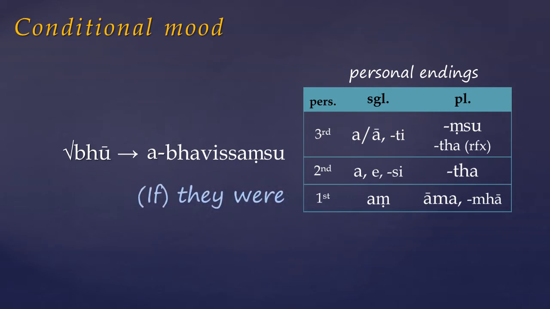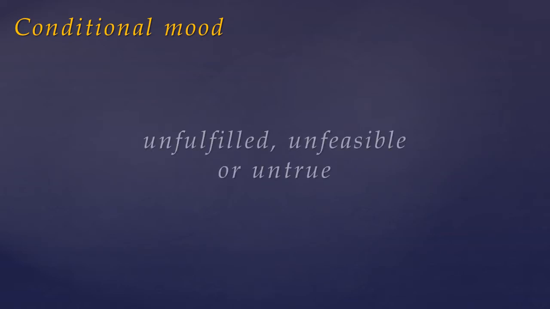The term conditional normally means to express a condition, as in, if they were. But as Warder mentions in a footnote, the conditional mood is so called mainly due to the similarity in this morphology to Latin and Greek, and is too wide for how this verb is actually used. And that's because the conditional verb in Pali is restricted to expressing something unfulfilled, unfeasible, or untrue.